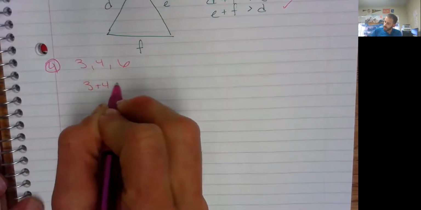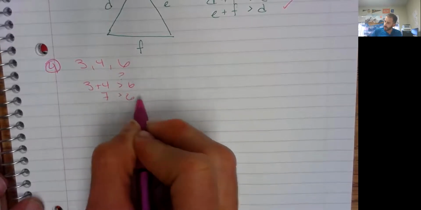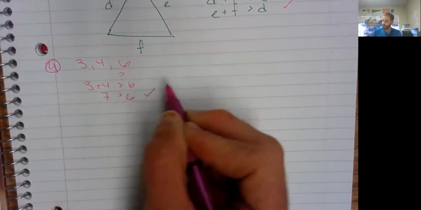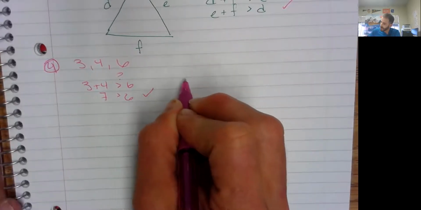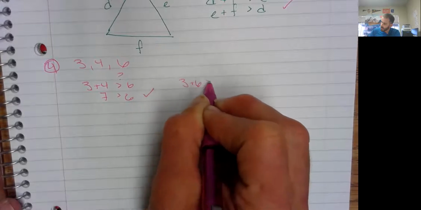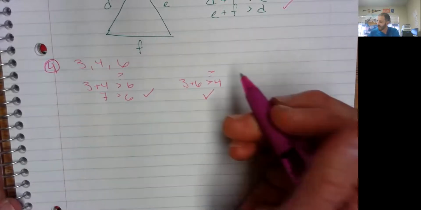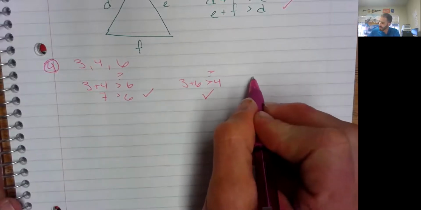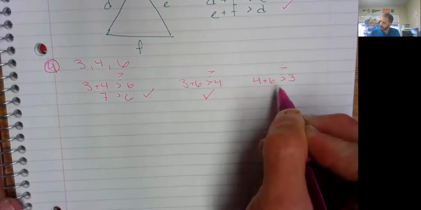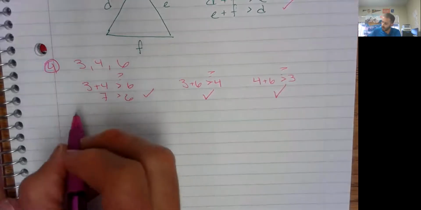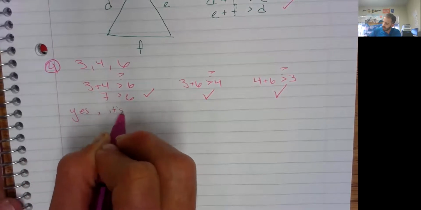Is 3 plus 4 greater than 6? Is 7 greater than 6? Yep, cool, not done. Any order you want. Is 3 plus 6 greater than 4? Is 9 greater than 4? Yeah, you don't have to write it out, right? And then finally, is 4 plus 6 greater than 3? Well, is 10 greater than 3? Yes, okay, cool. Yes, it's a triangle.